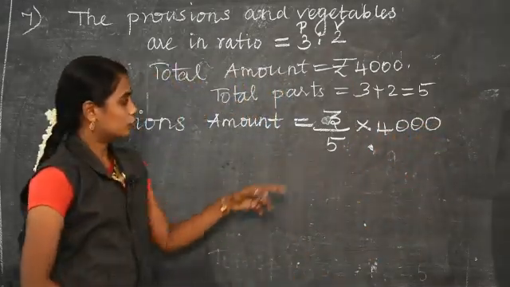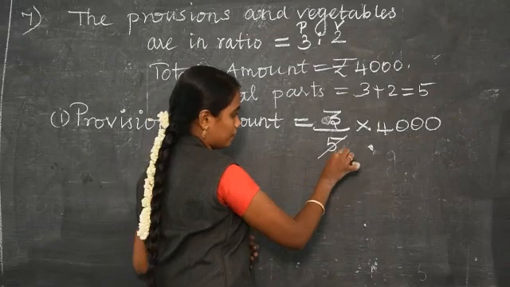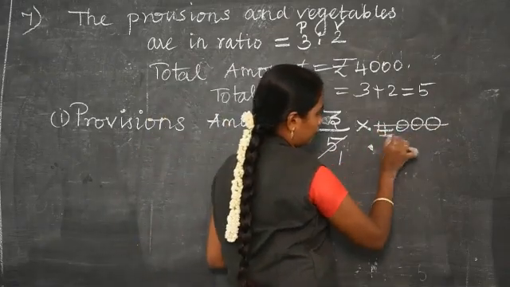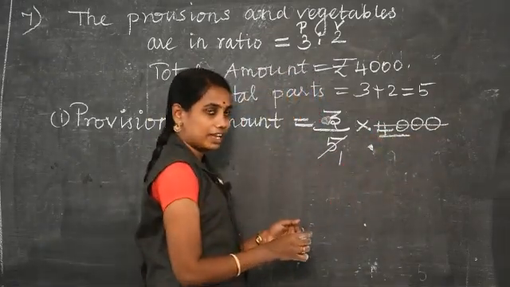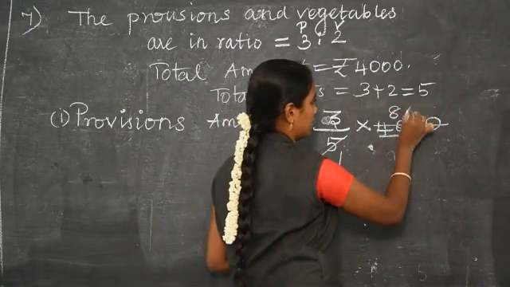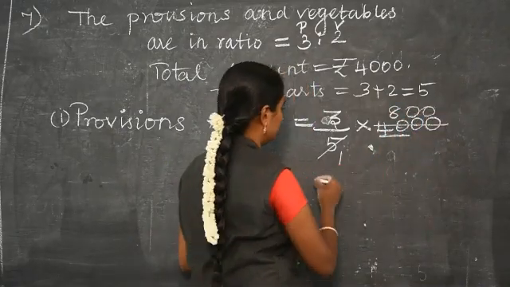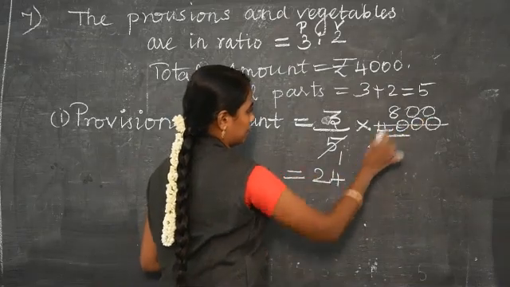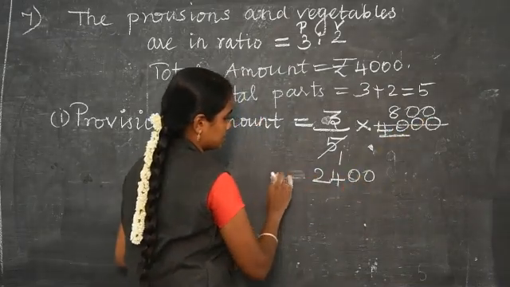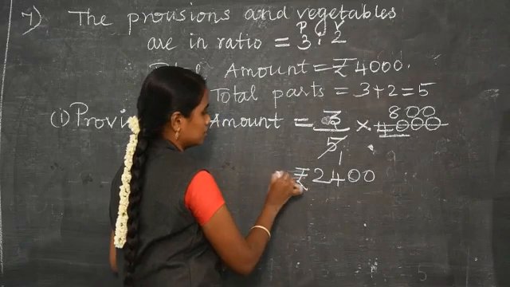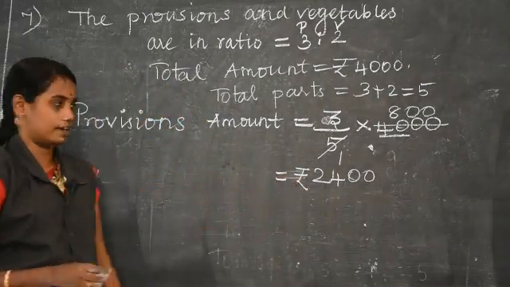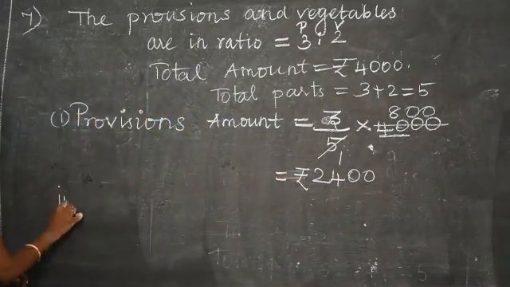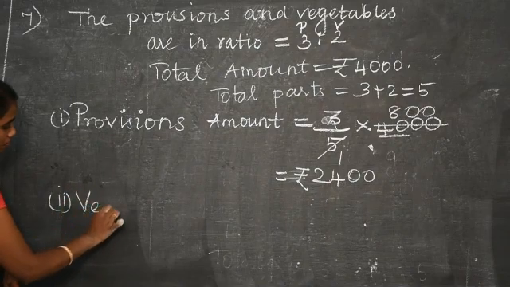Okay, now go for the 5 table. 5 ones are 5. Here the 40 how many times will come in the 5 table? 8 times. 8, 0, 0. Now multiply 3 8s are 24, remain 2 zeros, right, as it is. So provisions how much? 2,400. Okay, likewise we are going to find out for the vegetables amount.